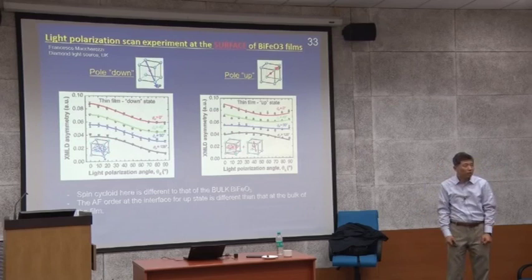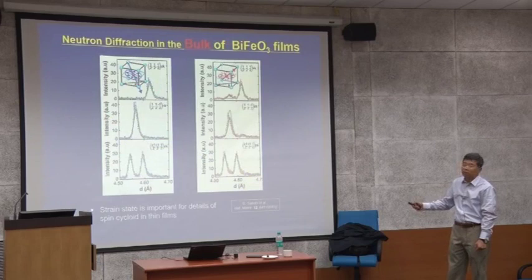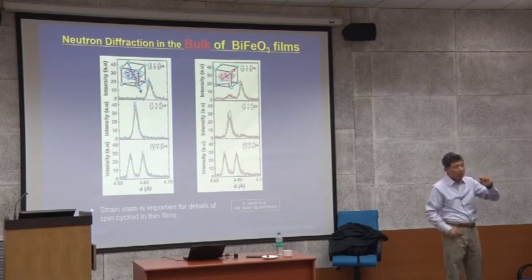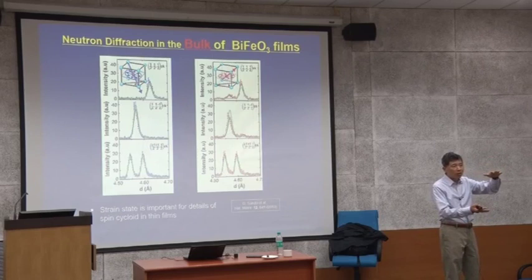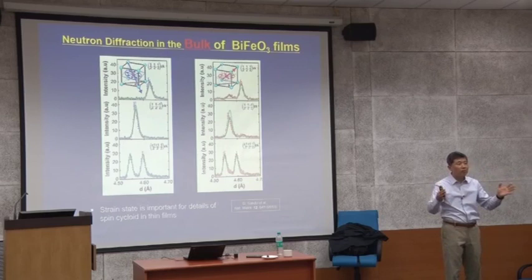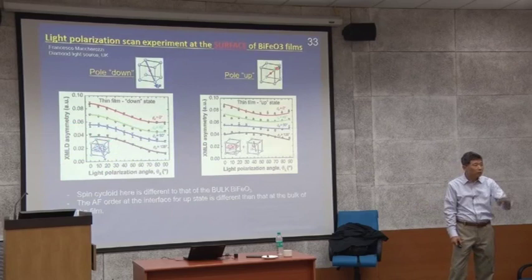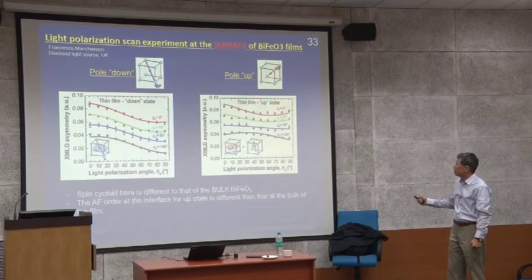So in the down polarization, the spin cycloid measured by PEEM is very similar to that measured by neutron. Okay? Neutron data is from the bulk material, and PEEM is a very surface-sensitive measurement. Those two spin cycloid antiferromagnetic structures are consistent. Okay? The neutron data and the PEEM data, I'm sorry, the XMLD PEEM data, are consistent. Looking at this and then at the PEEM measurement, very similar.